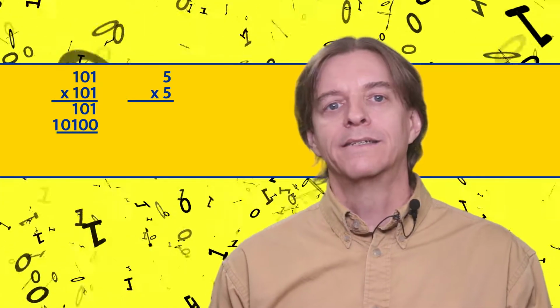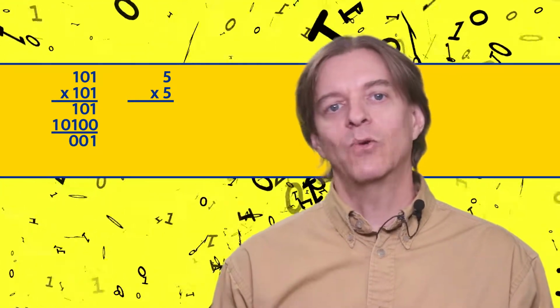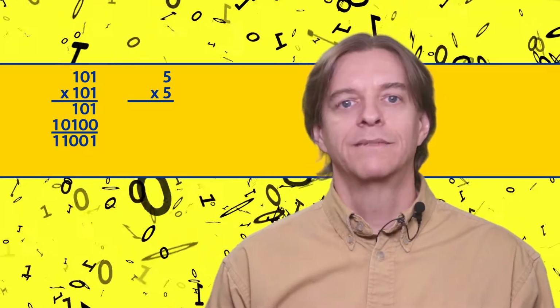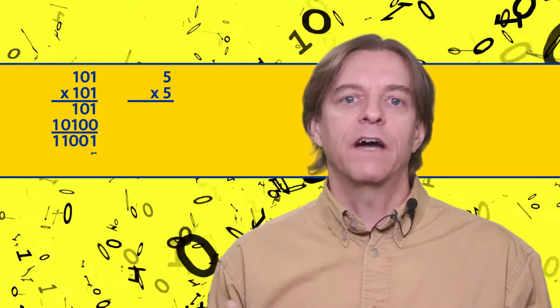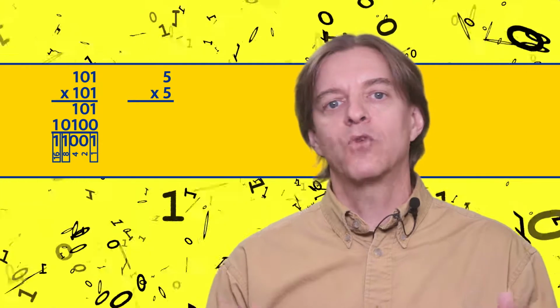And now we're ready to add. 1 and 0 is 1, 0 and 0 is 0, 1 and 1 is 2, so write down the 0 and carry the 1, 1 and 0 is 1, and finally 0 and 1 is 1, giving us the result 11001. Again, we can verify this by converting to decimal. So we have 16 plus 8 plus 1, giving us 25.